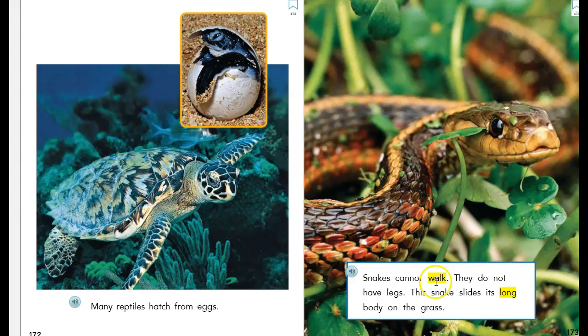Snakes cannot walk. They do not have legs. This snake slides its long body on the grass. What do we see in this picture at the top? We see an egg and something inside of it. This is a baby turtle hatching from its egg. In the big picture, we see a full-grown turtle swimming in the water.